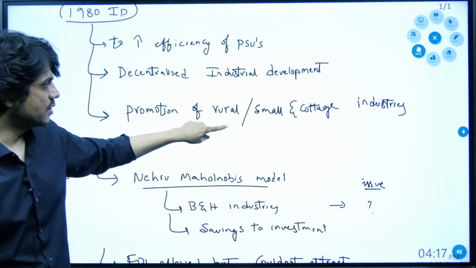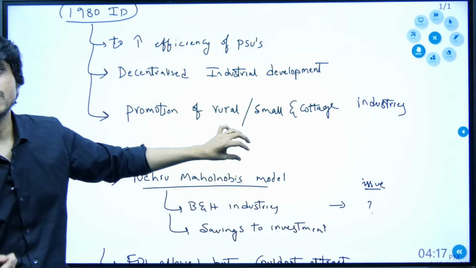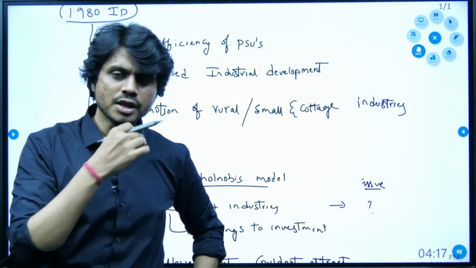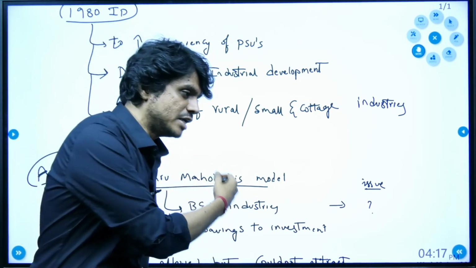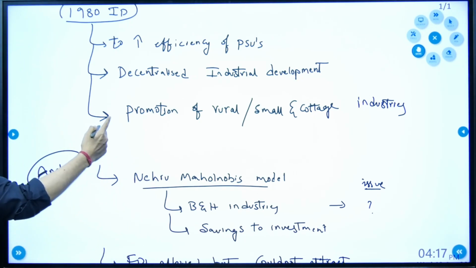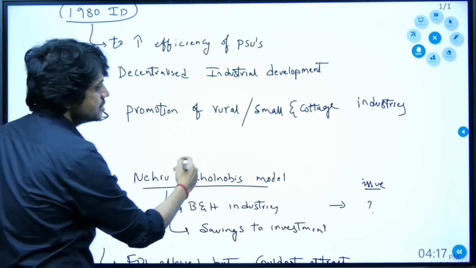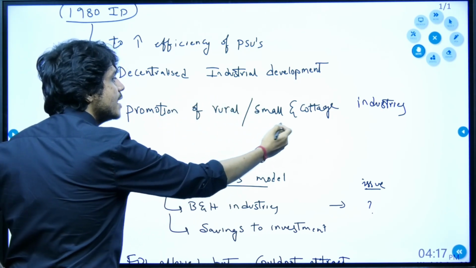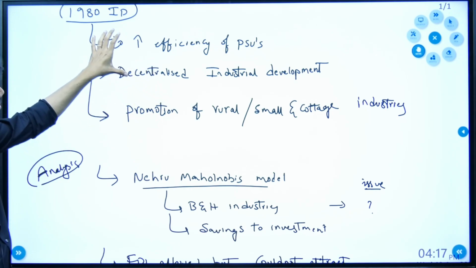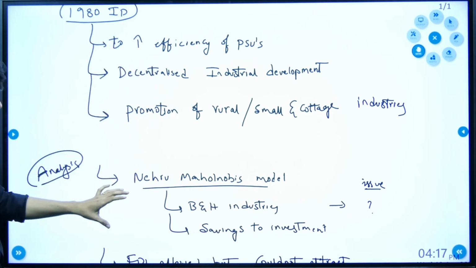Even this was a negative issue you can mention in your answer on the 1991 new economic policy, that liberalization impacted the small and cottage industries also. Okay, so these are the 3 points I expect you to remember.